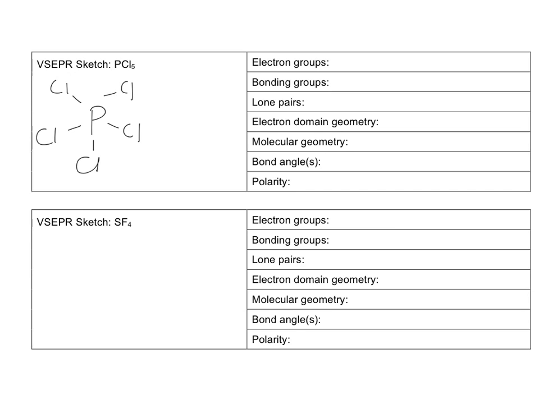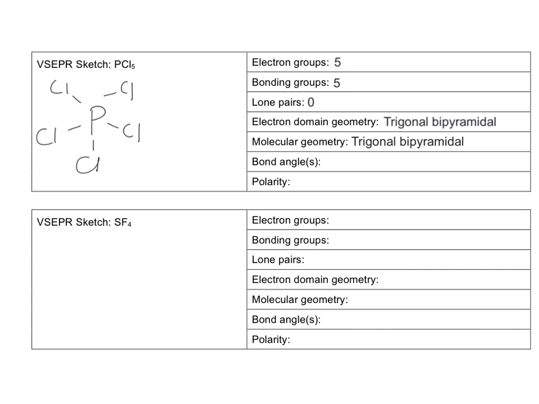Phosphorus comes in with 5 valence electrons, so it shares each of them to make 5 bonds. So for the number of electron groups, this has 5, and they're all bonding groups, so 5 bonding groups and no lone pairs. And the geometry for this is called trigonal bipyramidal.